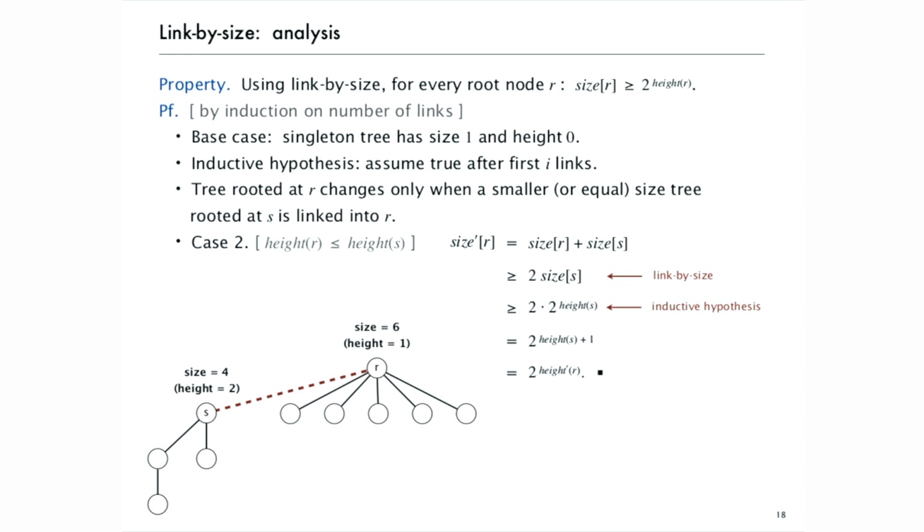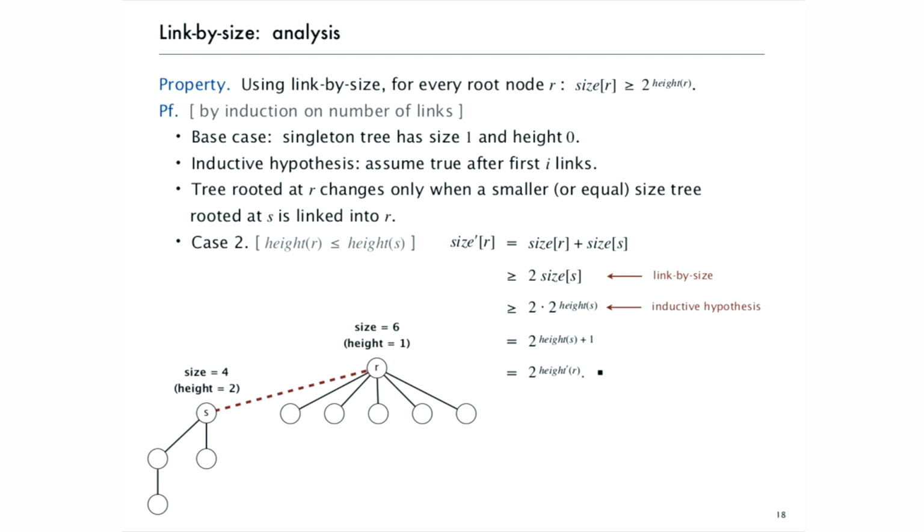Here, S has a height greater than or equal to the other. So this is equal to twice 2 to the power height of S by the induction hypothesis, which is equal to 2 to the power height S plus 1, which is 2 to the power height prime of R, because what is the new height? This plus 1. That's it.